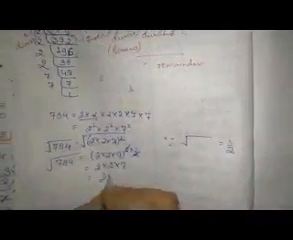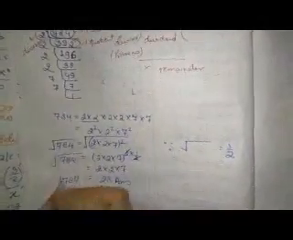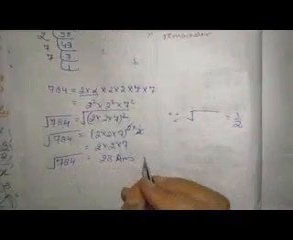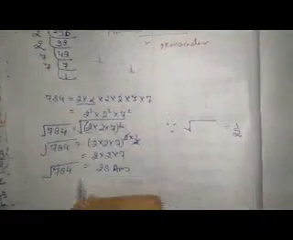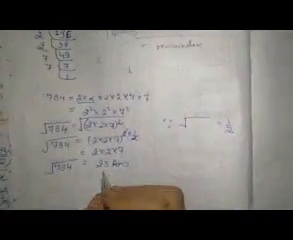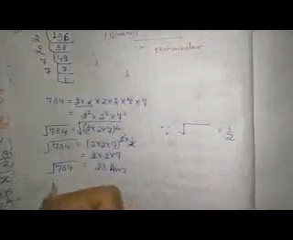2 7s are 14, 2 14s are 28. 28 is the answer. The square root of 784 is 28. Got it?